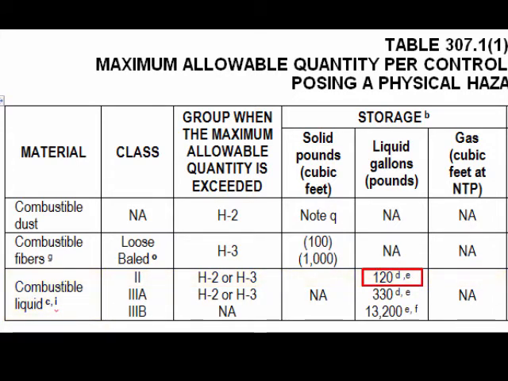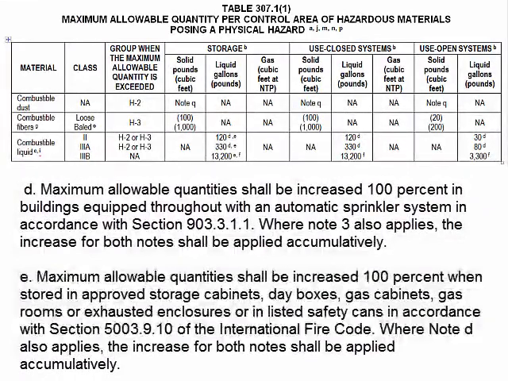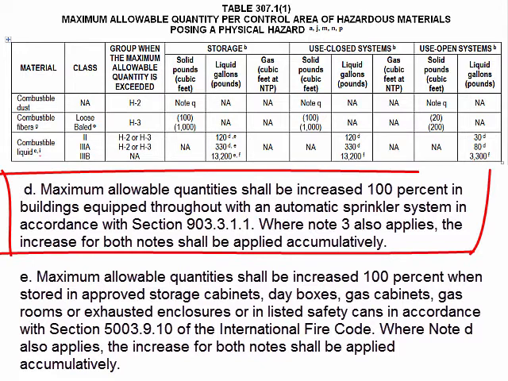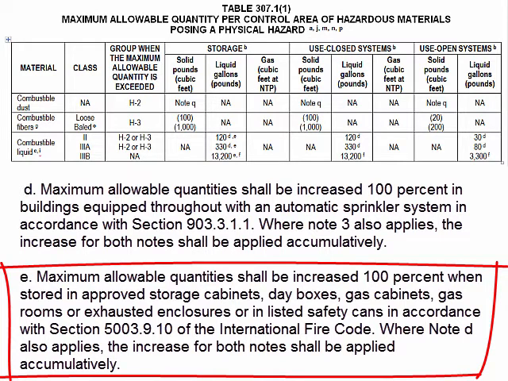Note, however, that there are table footnotes next to the value, footnotes D and E, both of which permit a multiplier to the table value under certain situations. Footnote D permits a 100% increase in the table value in buildings equipped throughout with an NFPA 13 sprinkler system. Footnote E permits an additional 100% increase when the liquid is stored inside of approved listed safety cans.